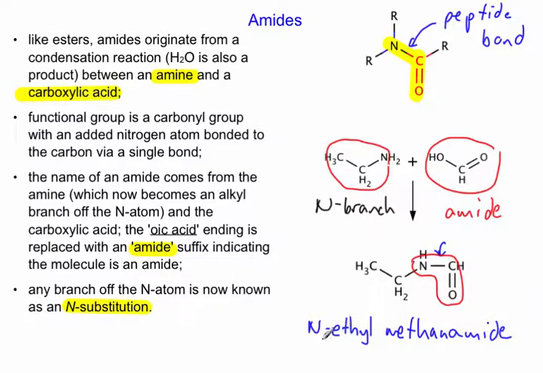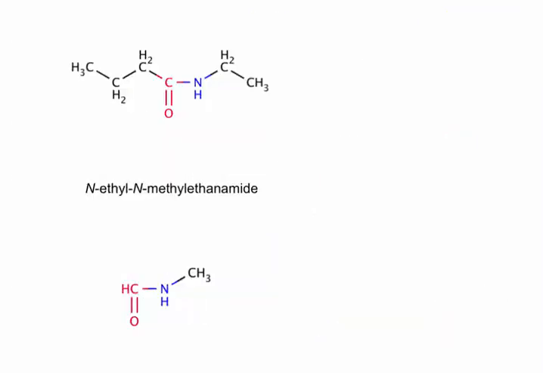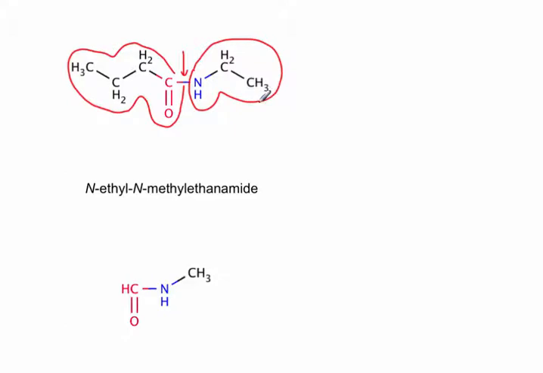So we designate that as an N substitution because it's off the nitrogen of the functional group for an amide. Let's have a look at a couple more. So if we were to name this one, let's just first highlight the different elements of it. So here's my C double bond O, there's my peptide bond, and so this came with a carboxylic acid, and so that's going to give us our compound root name. This came with the amine, and so that's going to become an N substitution.